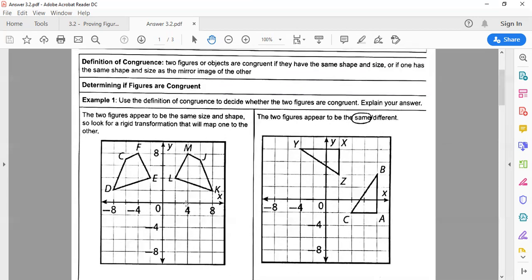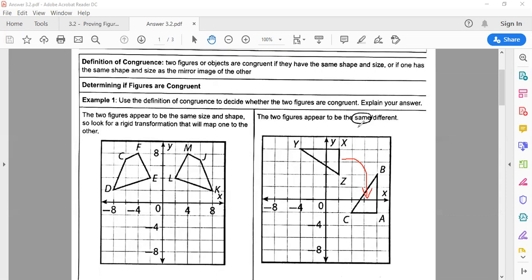For the next one, let's take a look at these two triangles. They look the same shape, they appear to be the same, but we have to prove it. If we think about side XZ, I could say that CA would be the corresponding side to XZ. So it looks like we could rotate it. If we rotate it like this, that triangle would fall right on top of the other.